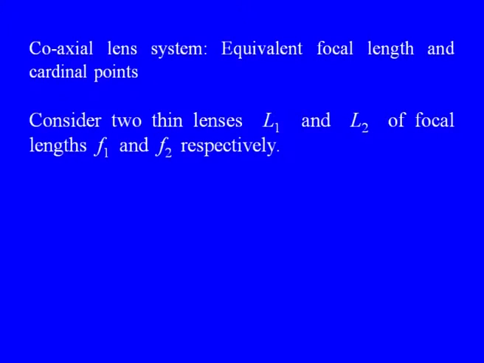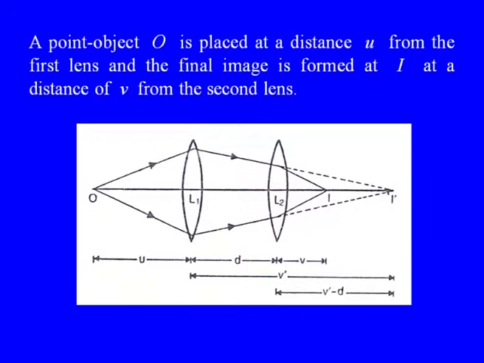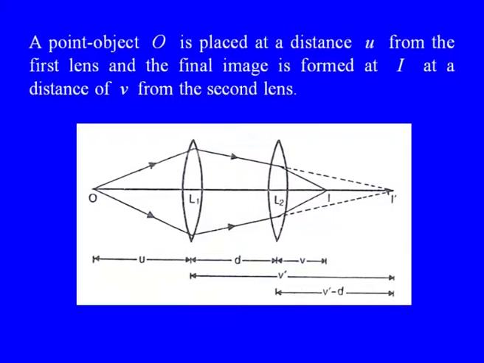Let us consider the coaxial lens system, its equivalent focal length and its cardinal points. We consider now two thin lenses L1 and L2 of focal lengths F1 and F2 respectively. A point object O is placed at a distance u from the first lens, and the final image is formed at I at a distance of v from the second lens.